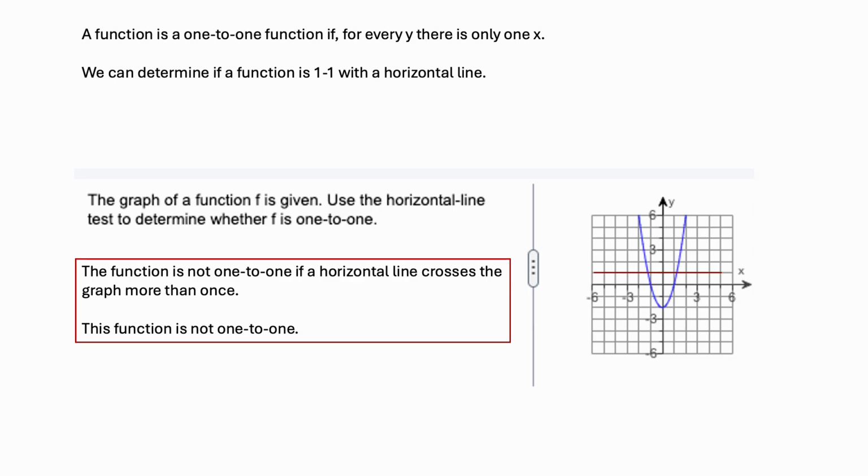Another question was this graph. It was a parabola, and it was asking to determine if this function is 1-to-1. Well, if we have a graph, all we have to do is draw a horizontal line. And in this case, the horizontal line is touching twice. So that's telling me there are two y values, the same y values, for two different x values.